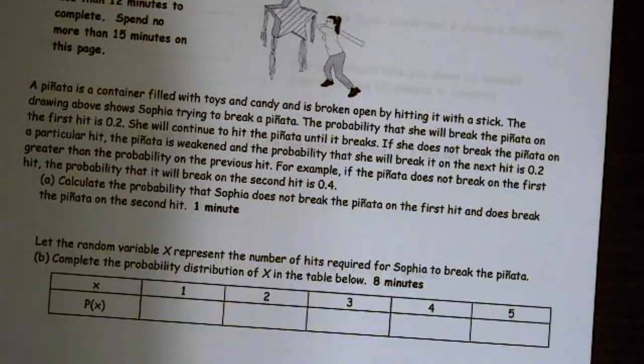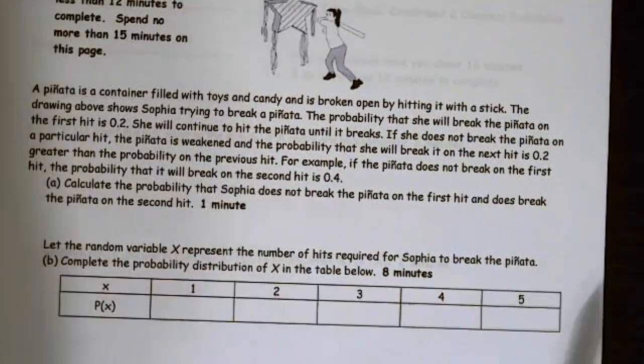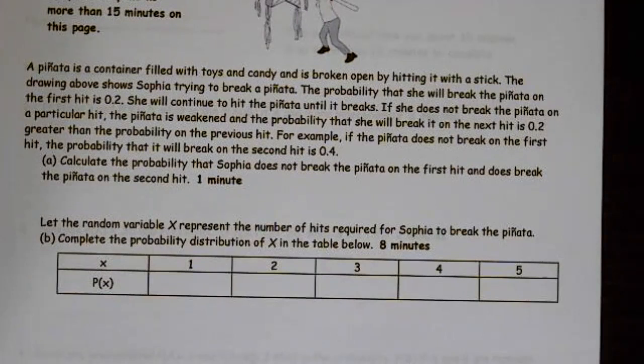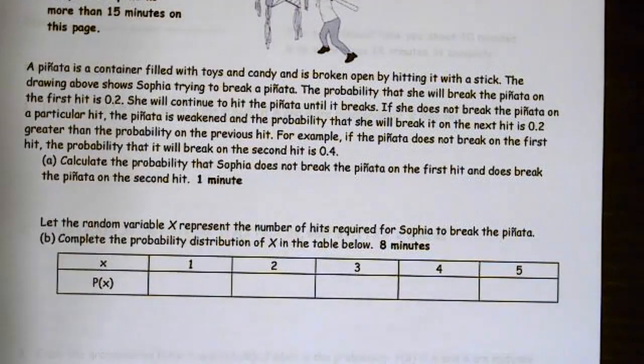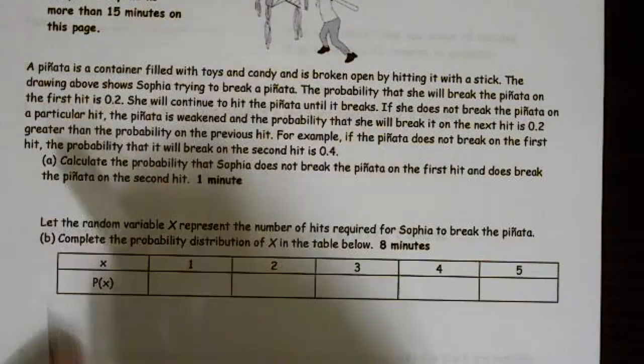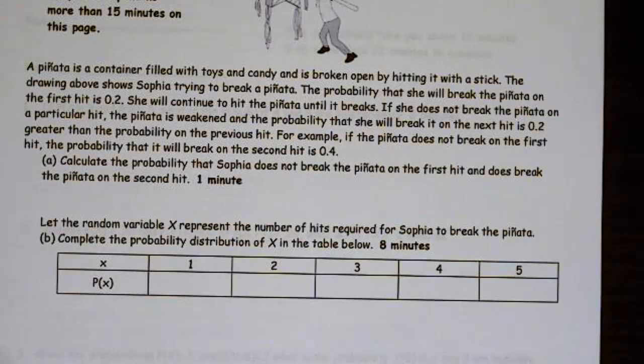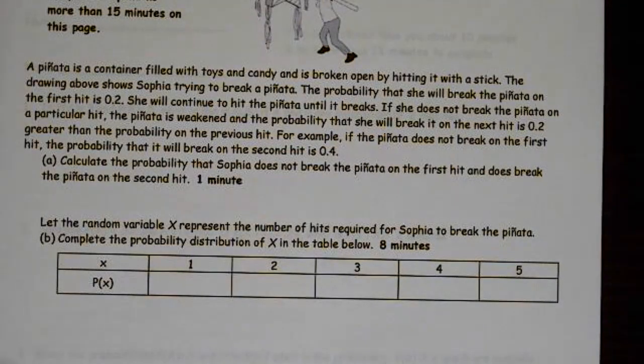Finally, we're heading on to the famed pinata problem. A pinata is a container filled with toys and candy that is broken open by hitting it with a stick. The drawing shows Sophia trying to break a pinata. The probability she'll break the pinata on the first hit is 0.2. She'll continue to hit the pinata until it breaks. If she does not break the pinata on a particular hit, the pinata is weakened, and the probability she'll break it on the next hit is 0.2 greater. That means the probabilities are changing from the previous hits. For example, the probability she'll break it on the second hit is 0.4.